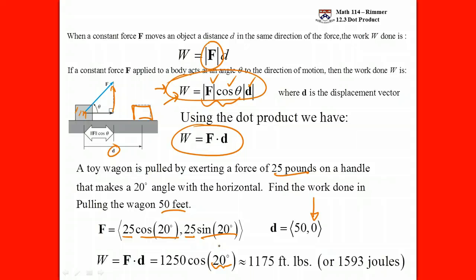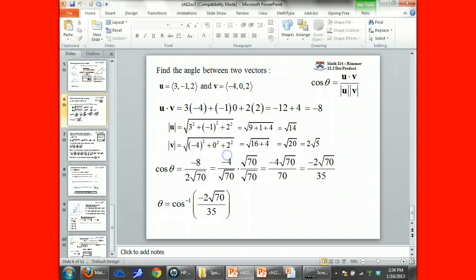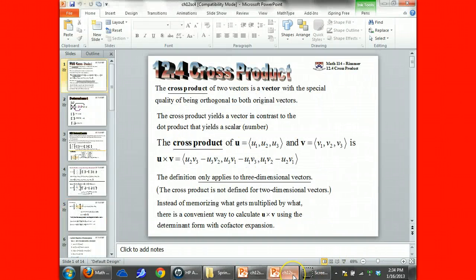If you encounter a question on MyMathLab that has a strange angle, don't be afraid. Go ahead and use a calculator. You'll see that on your first assignment or second one. It's okay. But on the exam, I'll make sure that it's an angle that you should know the sine or cosine of. Okay? All right, so that's officially it for the 12.3 dot product notes. Let's go right ahead on to the 12.4 cross product notes.